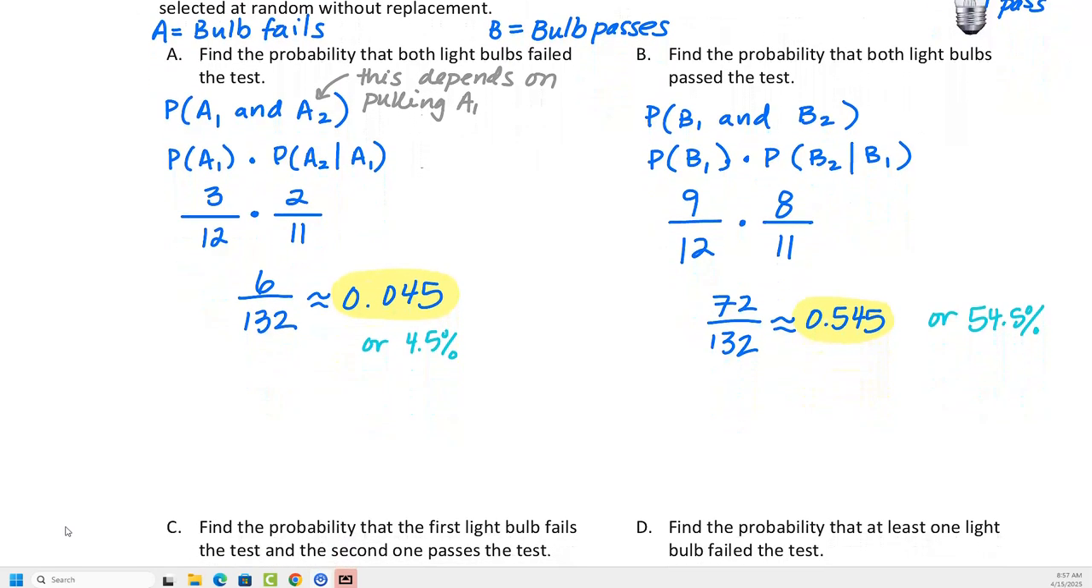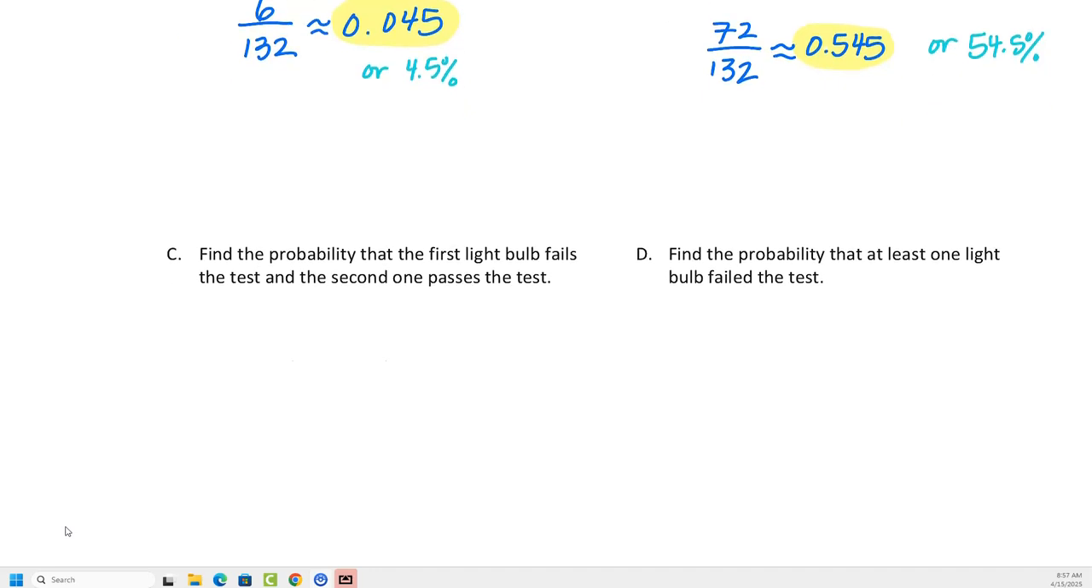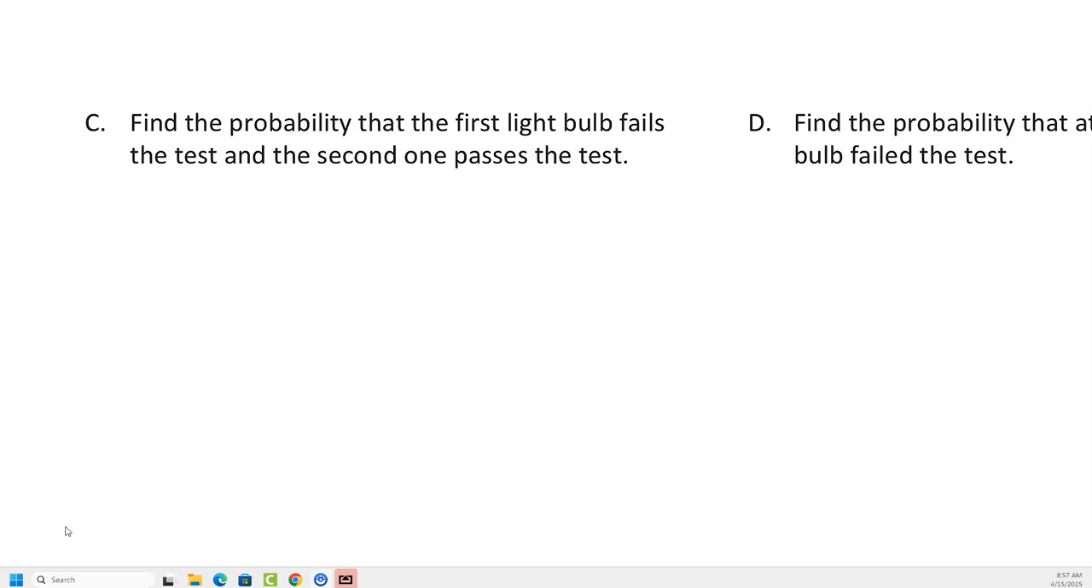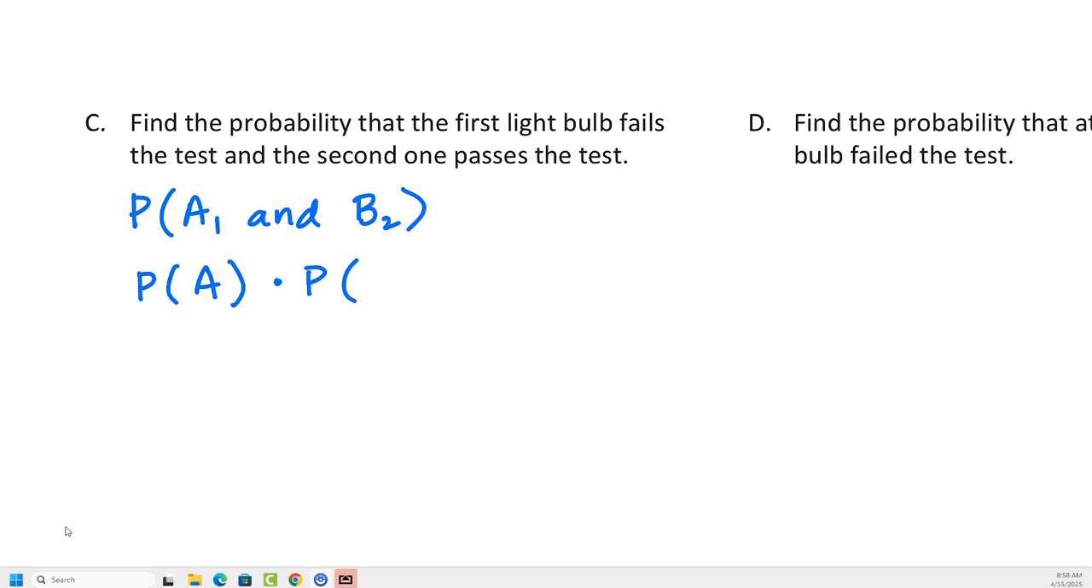Can I go to C? C says, find the probability the first light bulb fails the test and the second light bulb passes the test. So I'm going to find here the probability of A1, the first bulb fails, and B2, the second bulb passes. So this is going to be the probability of A occurring times the probability of B occurring given A.